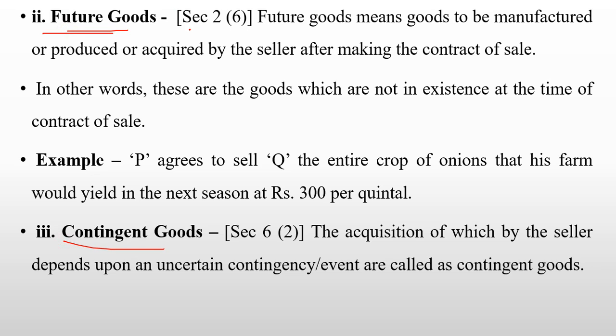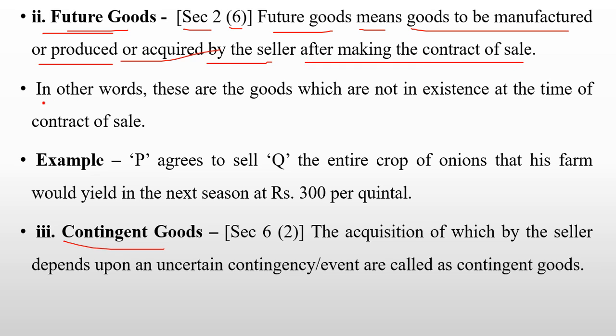Now future goods under section 2 subsection 6, it is defined as future goods means goods to be manufactured or produced or acquired by the seller after making the contract of sale. In other words, these are the goods which do not exist at the time of contract of sale. Okay, so at the time of contract of sale, if the goods existed, then it is called as existing goods. If the goods do not exist, then it is called as future goods.